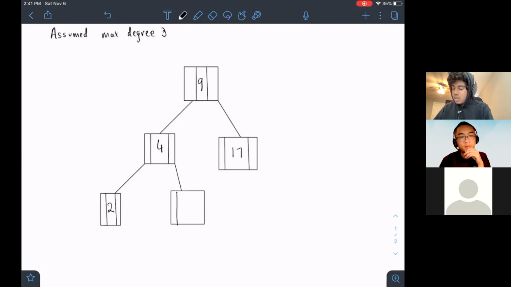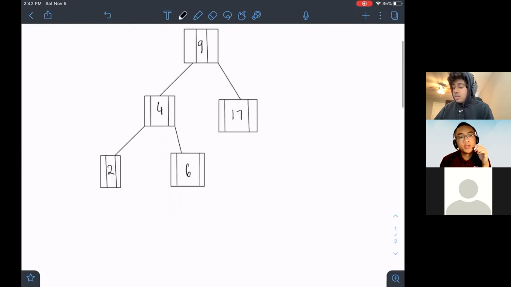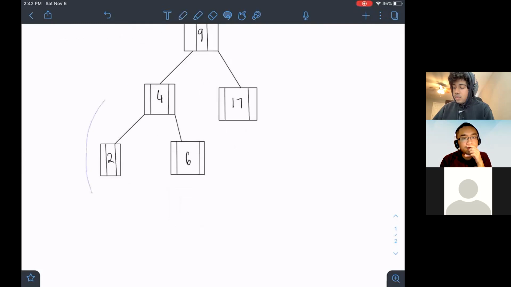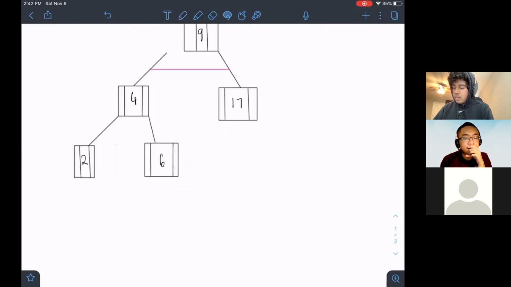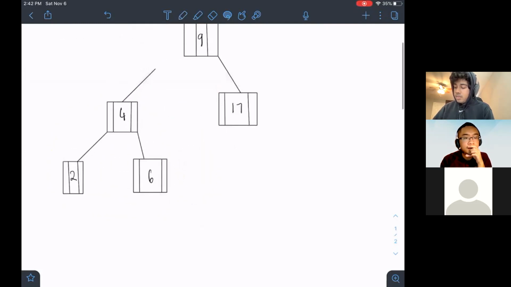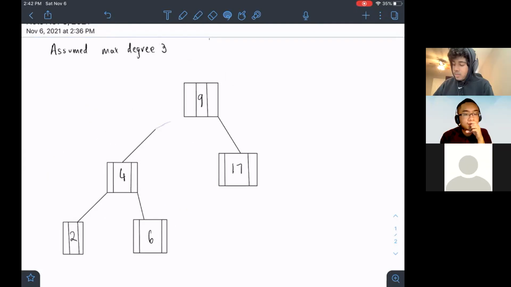Okay, so I'm going to probably go through this. So it's 4 comma 12. Then we split the node at 9. Then we add 20 on the right side of 12. And then we're going to add 2 to the left side. And then, yeah, we add 17 up.